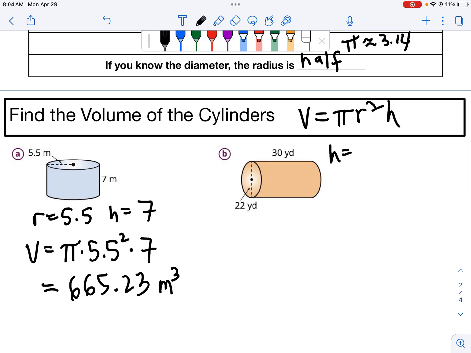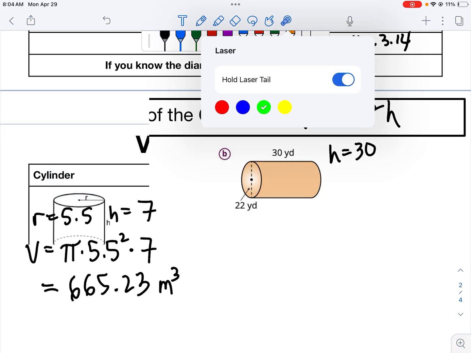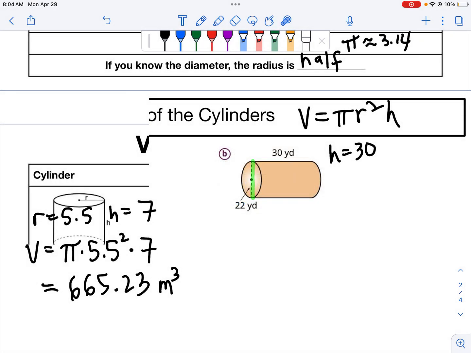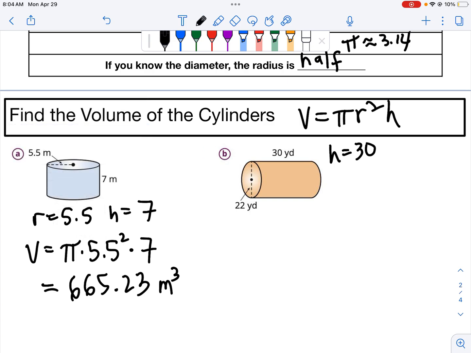So H here is 30, because remember, you could always just take this cylinder and stand it up. Now, radius, do you see this little dotted line that's going all the way across? Whenever we have the dotted line going all the way across, what that is referencing is that 22 is the diameter. So that would make the radius here equal to 11. So now we just write down our formula, pi times 11 squared times 30.